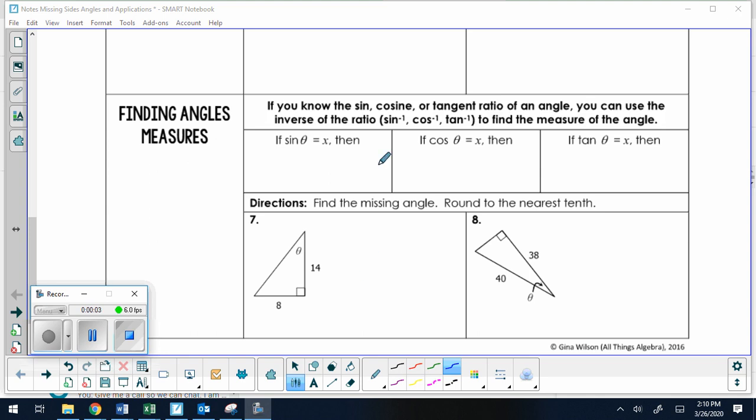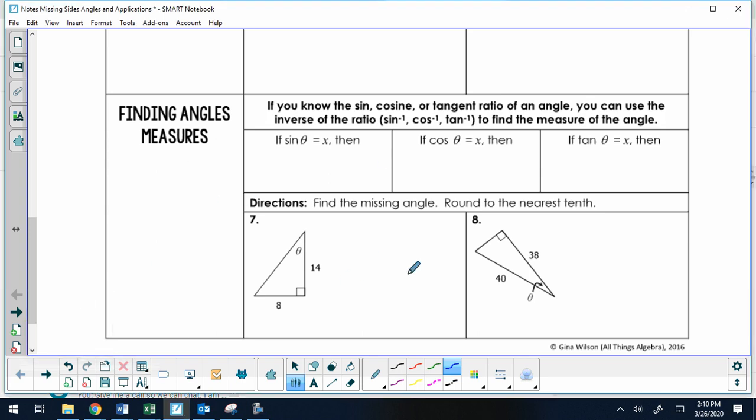Okay, we're going to continue using our SOHCAHTOA. So sine is opposite over hypotenuse, cosine is adjacent over hypotenuse, tangent is opposite over adjacent. We're going to continue using those, but this time we are going to be looking for the angle.